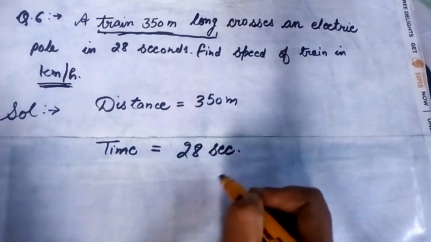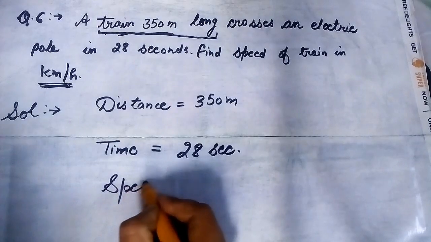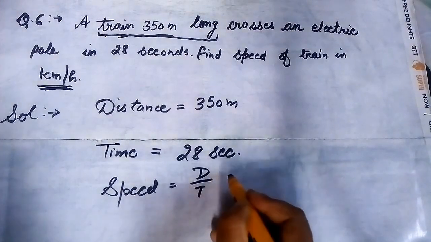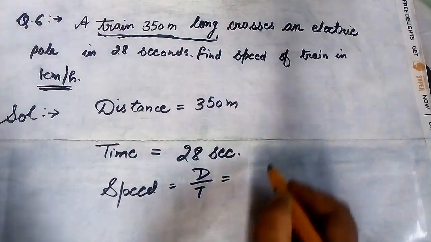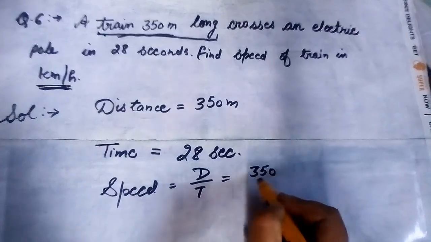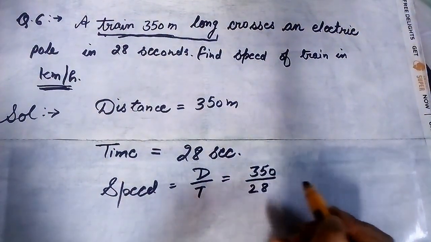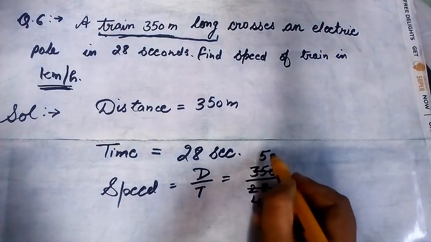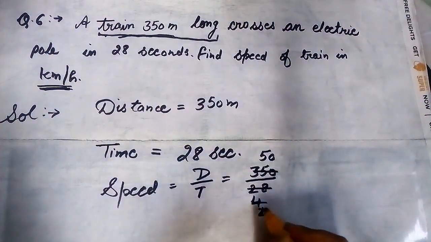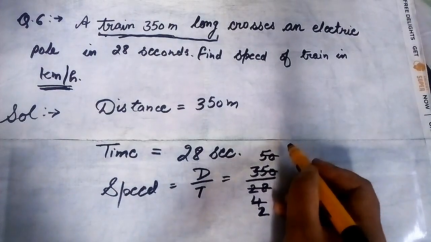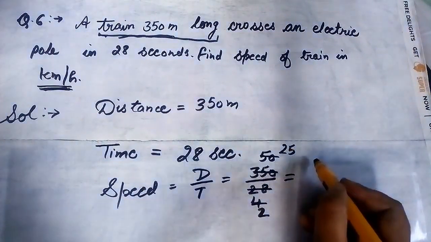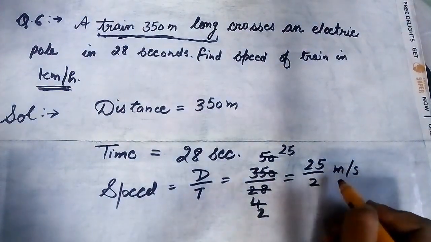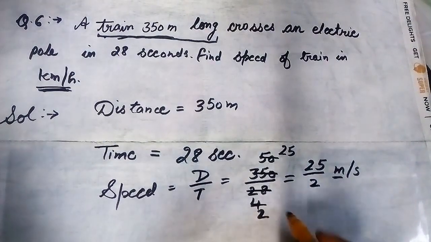Now we have to find out the speed. So you know the formula of speed. Speed equals distance upon time. So it is 350 upon 28. And simplify it. 7 4s are 28 and 7 5s are 35, 2 2s are 4 and 2 25s are 50. So remember, your distance was in meters and time was in seconds, so the unit will be meter per second.